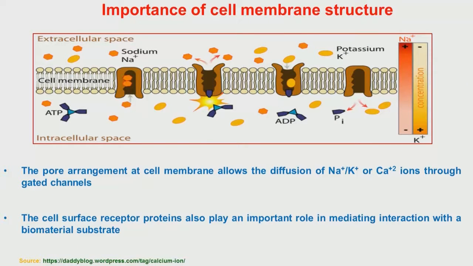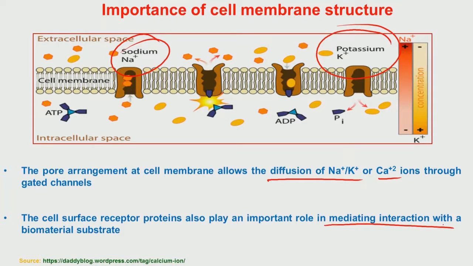Okay, this is what has been mentioned to you just a few minutes ago, the importance of the cell membrane structure. You have sodium ions, you have potassium ions, and the sodium ions can be transported through some specific channels. Potassium ions can be transported through these channels. This specific pore arrangement at the cell membrane allows the diffusion of sodium, potassium and calcium ions, and the cell surface receptor proteins are there, and they play an important role in mediating interaction with a biomaterial substrate.